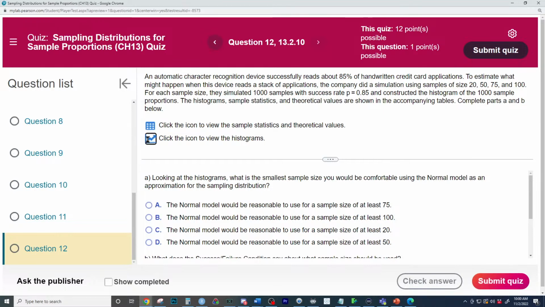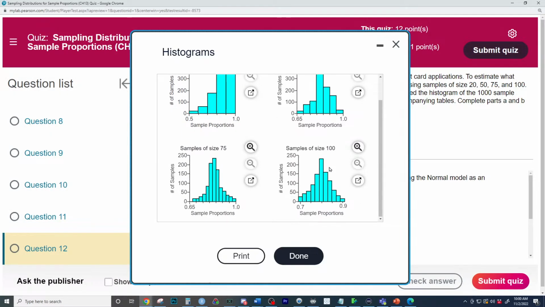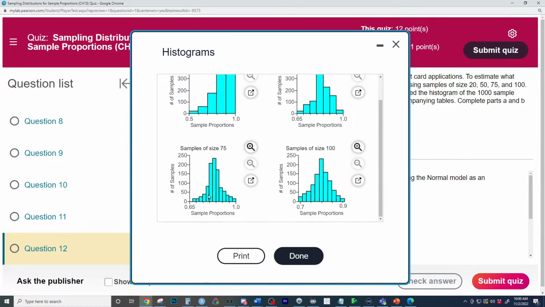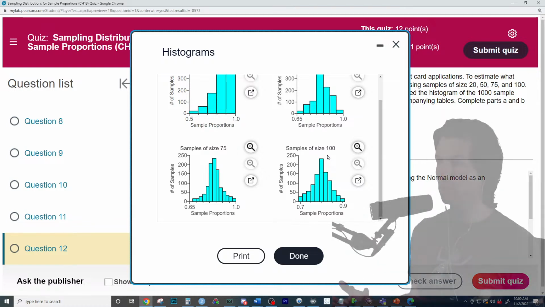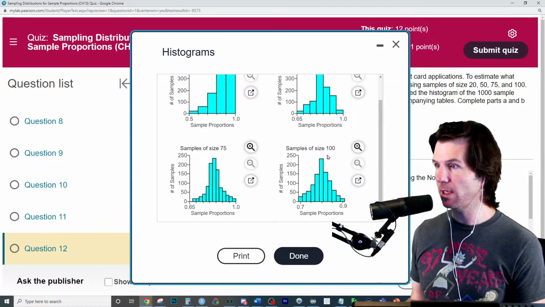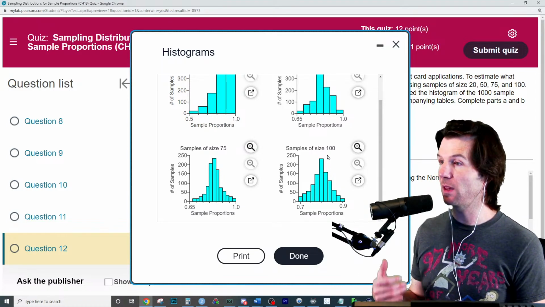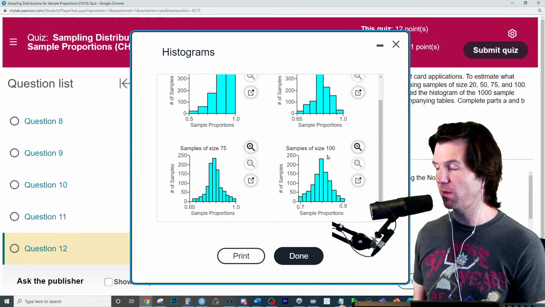Looking at the histograms, so let's look at the histograms. Here we go. Notice something. Notice where it starts to look normal. Do you see down around here, we start to see more of a normal shape, and especially at sample size 100, we see a normal shape. They might be going for the normal shape at 100. You remember how I said there's 3 conditions? Condition 1, we randomly select. Condition 2, we take less than 10% of the population. In condition 3, we have at least 10 successes, at least 10 failures.